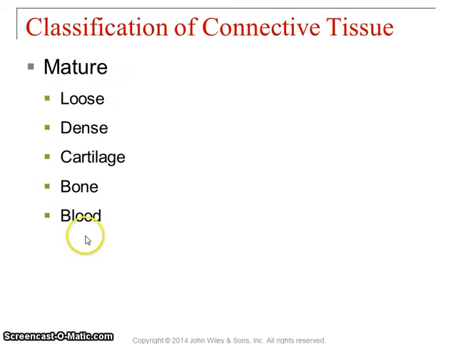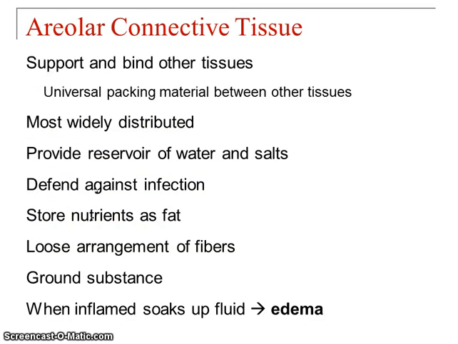So now we're going to look at specific types of connective tissue. You've got connective tissue proper, which is loose connective tissue and dense connective tissue, cartilages, bone, and blood. The first specific type of connective tissue we're going to look at is areolar connective tissue. Areolar connective tissue forms the basement membrane, binding epithelial cells to other tissue. It's widely distributed through the body.